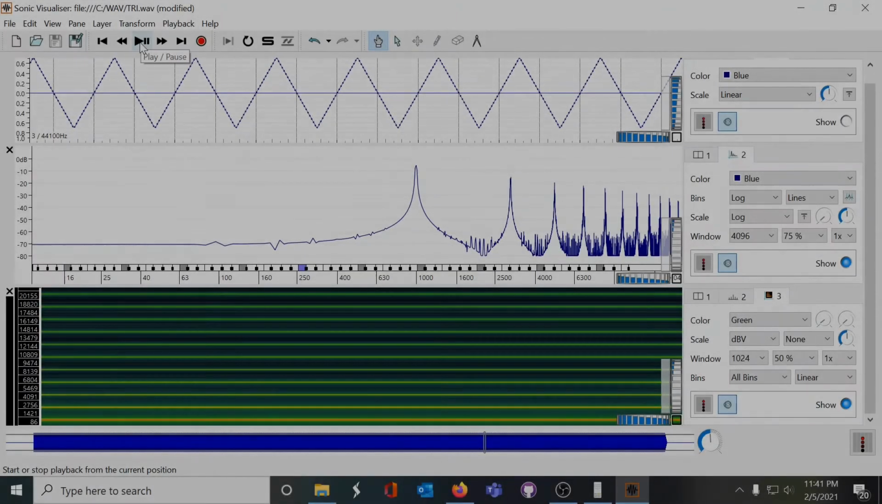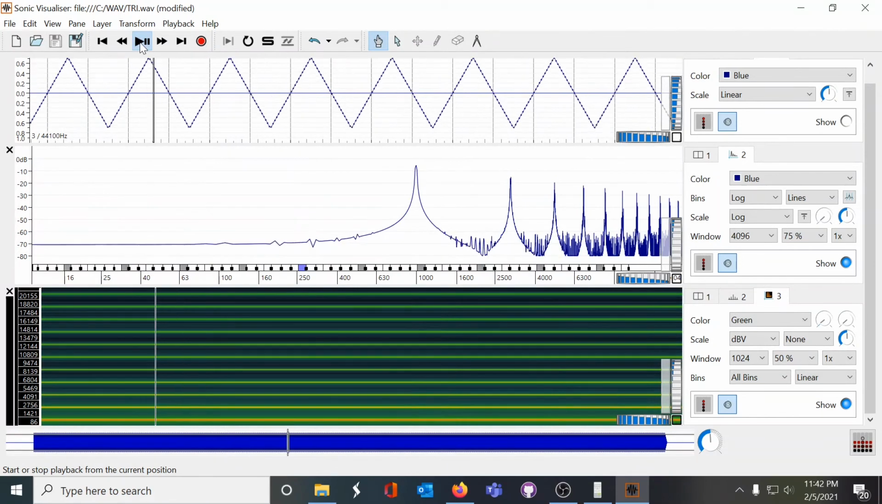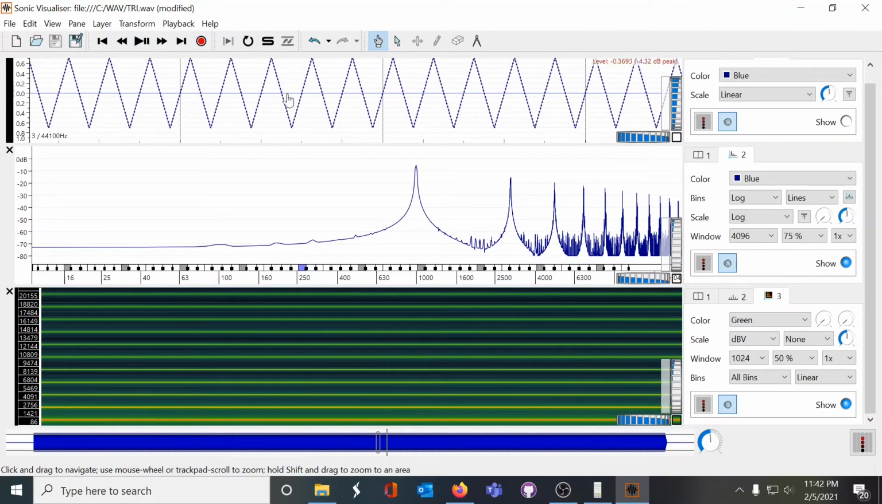Our next example is a triangle wave. In the time domain, you can see that it's a triangle. In the frequency domain, it appears to have the same structure, where here's the fundamental at 1,000. Here is the third harmonic at 3,000, the fifth, the seventh. The difference is the relative amplitude of these harmonics. We would find that the harmonics decay much faster than a square wave does.